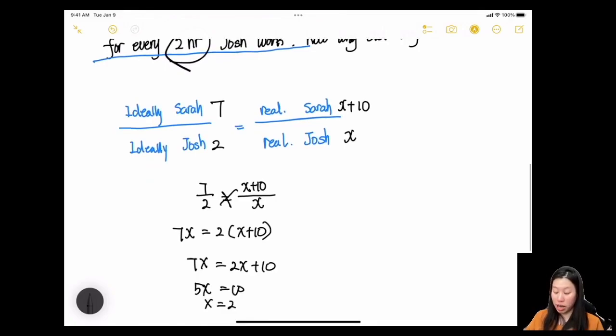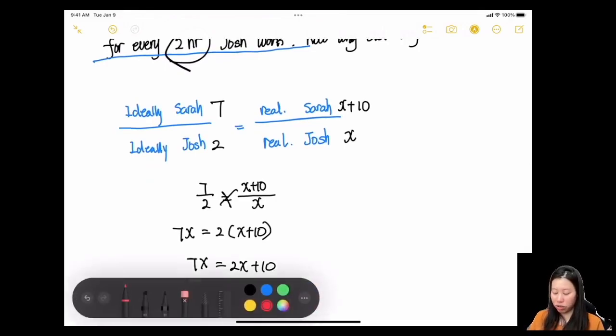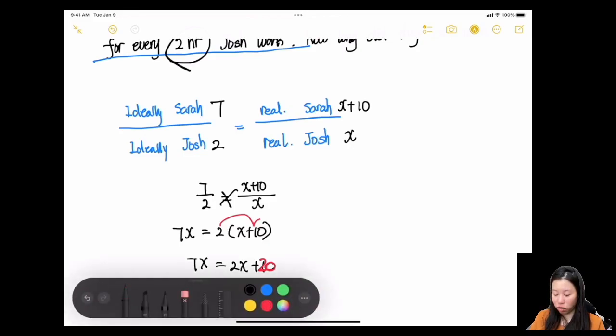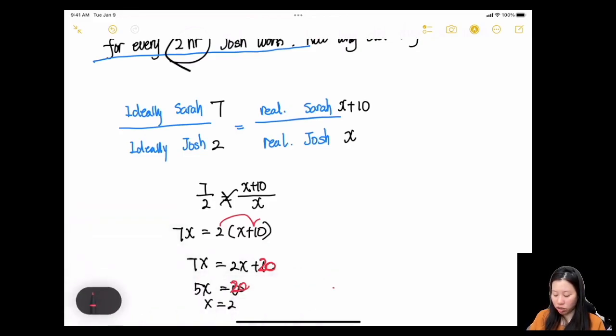Oh, I'm sorry. I made a mistake too. You may have already caught me. It should be 2 times 10, right? So here should be 20 instead of 10. So this is 5x equals 20. So x equals 4, not 2. So that's how much Josh worked, right?